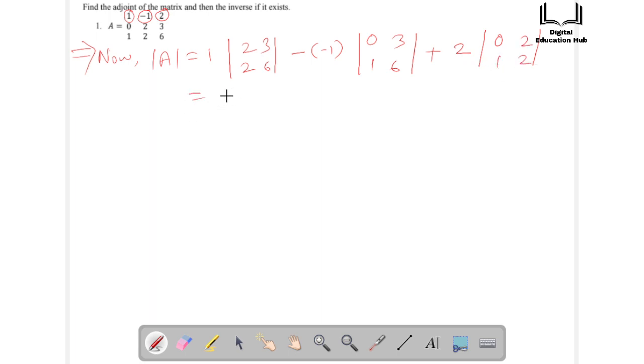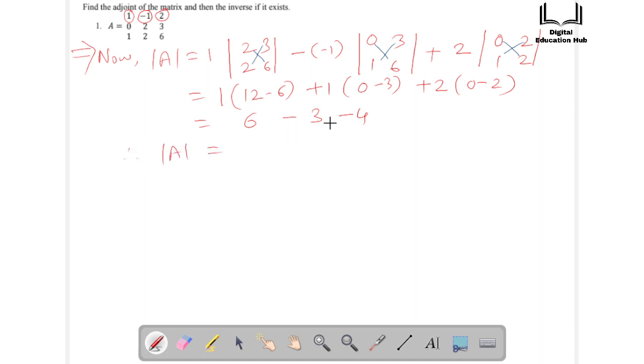Solve this. So it comes as 1, and this needs to be solved with crisscross. That is like this. Okay. So you solve them, and the answer would be 12 minus 6 plus 1 into 0 minus 3 plus 2 into 0 minus 2. So this would be 6 minus 3 and minus 4. So therefore, determinant of A is nothing but it is minus 1.